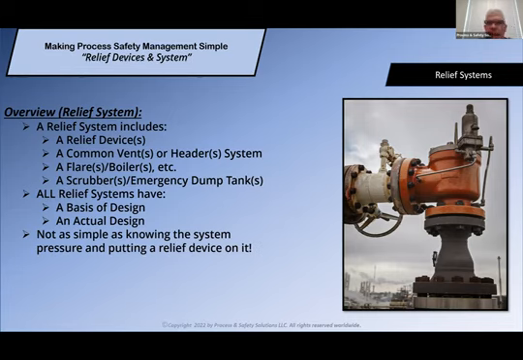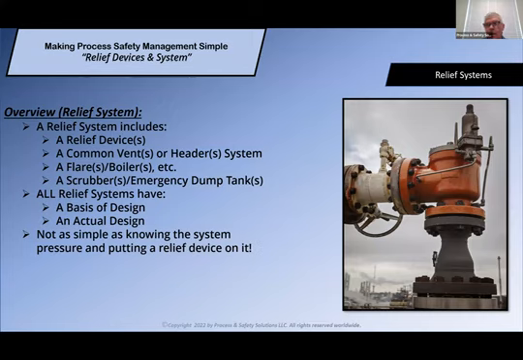All relief systems have a design basis, and they also have an actual design. In order to get to the design, we need to understand the basis. It is not as simple as just knowing the system pressure and slapping the relief device on it. Unfortunately, we see a lot of those in our compliance audits, and those are the things that we're trying to avoid, because certainly any pressure relieving device is going to keep you from a catastrophic event.